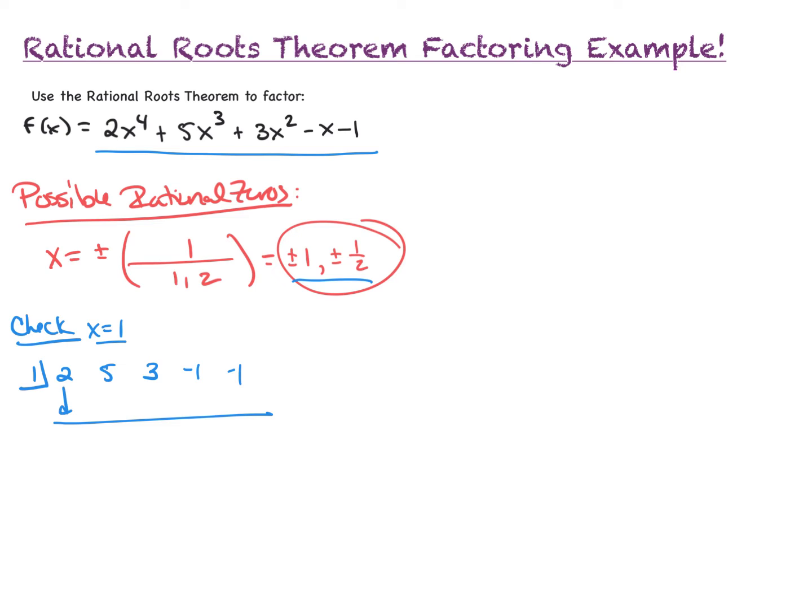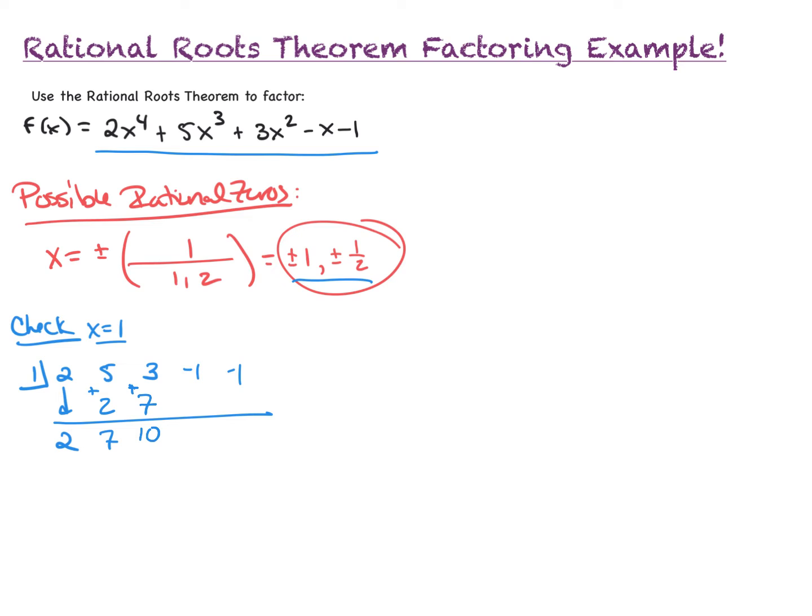Bring down the 2 below the answer bar, and then multiply everything below the line by the number in the box. So 1 times 2 is 2, and write that underneath the next number. Add vertically, 5 plus 2 is 7. Again, multiply every number written below this line by the number in the box. So 7 times 1 is 7. I'm going to write that underneath the next number. Again, add vertically, so 3 plus 7 is 10.